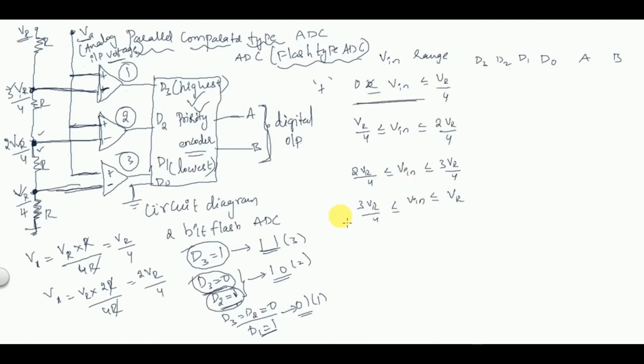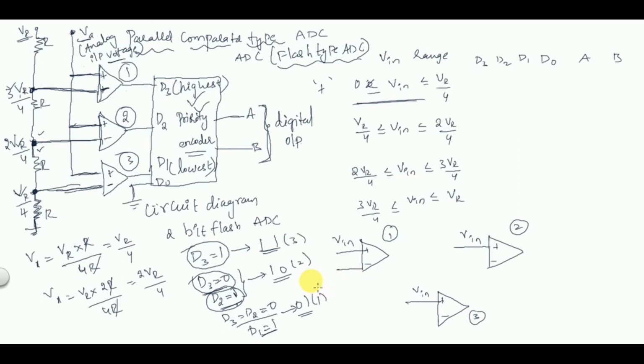Right, so for the first case, 0 less than or equal to Vin less than or equal to VR by 4, what will be the output of these comparators? I am drawing the 3 comparators: plus, minus, plus, minus, plus, minus. Here it is Vin. For all the comparators, the positive terminal is connected to Vin. This is the first comparator, this is the second comparator and the third comparator.